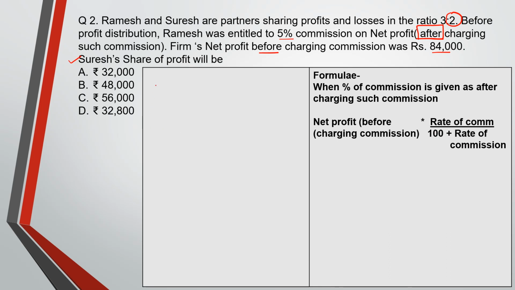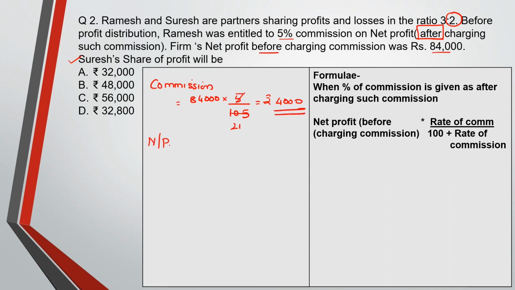Okay, so if we calculate the commission here, the commission to be given to Ramesh would be 84,000 into 5 divided by 105. When it is after charging such commission, you take it as 5 by 105. That would give you an amount of rupees 4,000. So that is the commission.